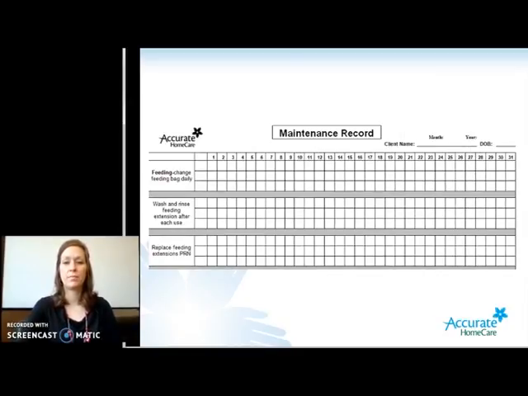The maintenance record is a record of cares and tasks that have to be completed on your patient's equipment. So some of the examples you see here are changing the feeding bag, washing and rinsing feeding extensions after use. You may also see ventilator tubing changes or filter cleaning, things like that.